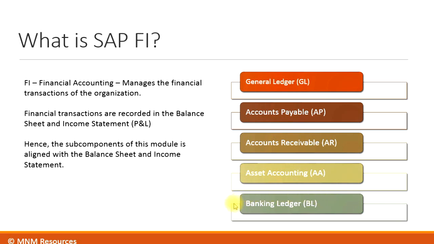And you have finally the banking ledger. This is where you create your banks, which you do for outgoing payments, incoming payments, checks, outgoing checks, incoming checks, anything relevant to the banking transactions comes under the banking module. So these are the 5 components of the SAP FI module.